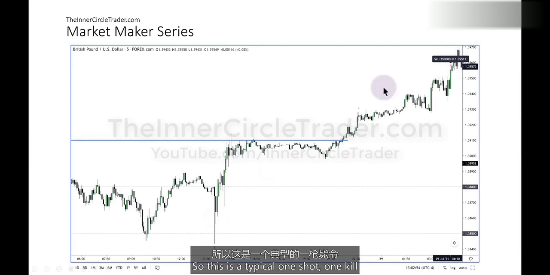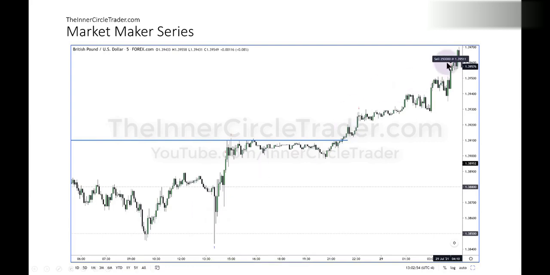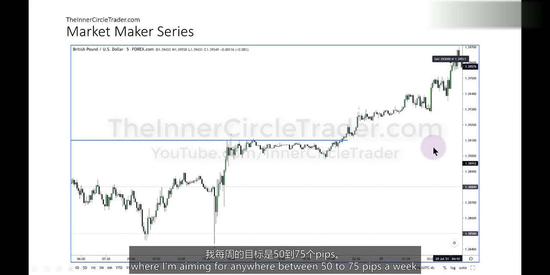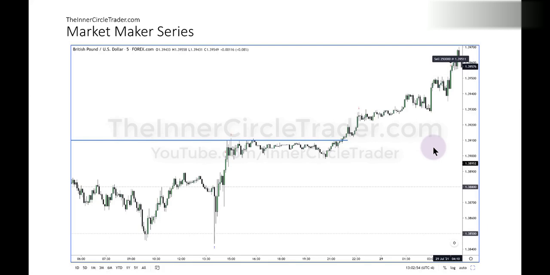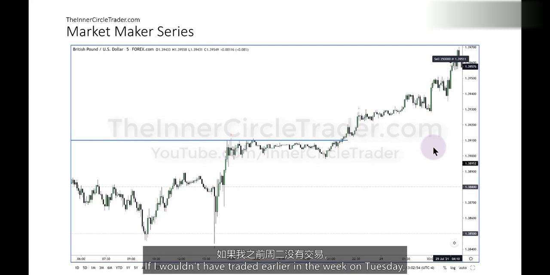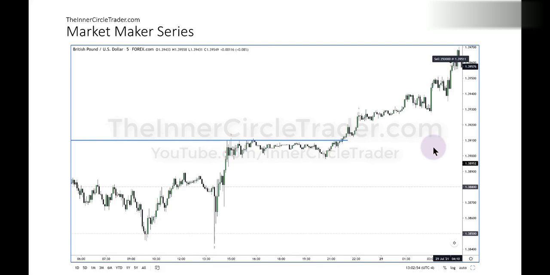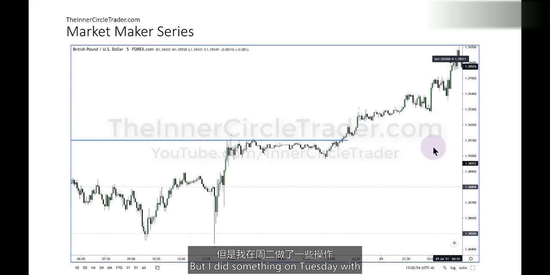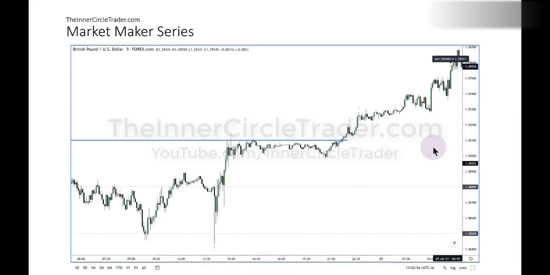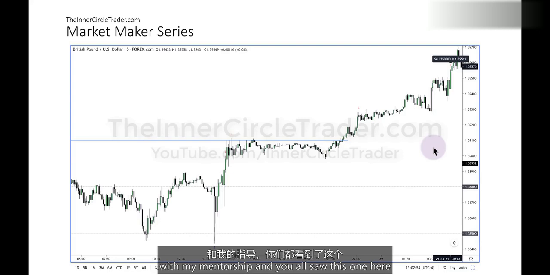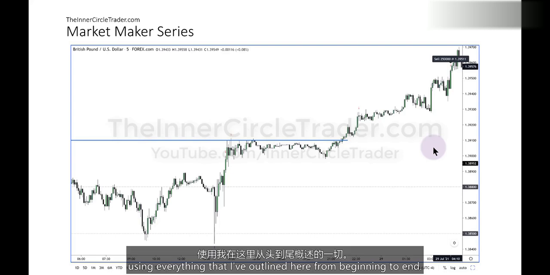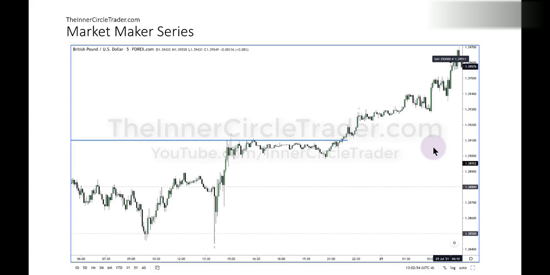So this is a typical one shot, one kill, where I'm aiming for anywhere between 50 to 75 pips a week. And that's it. If I wouldn't have traded earlier in the week on Tuesday, this would have been enough by itself. But I did something on Tuesday with Pound, with my mentorship, and you all saw this one here. Using everything that I've outlined here from beginning to end.